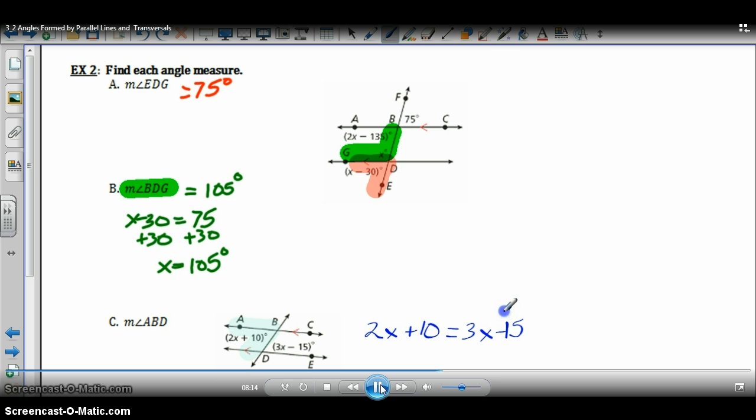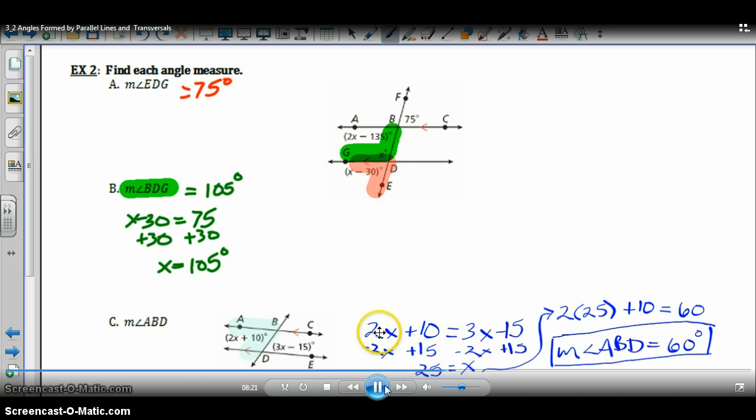And solve for x. This is a chance for you to pause the video and try and solve for x quickly, and then we'll plug that back in and get this. By subtracting 2x from both sides and adding 15 to both sides, we get x is 25. We plug that in. The measure of ABD would be 60 degrees. Again, pause the video if you need more time to look at any of this.